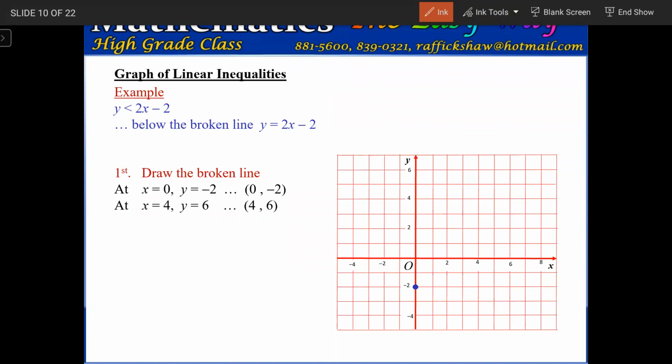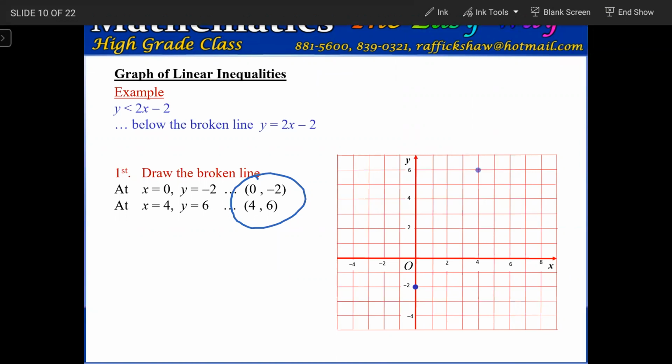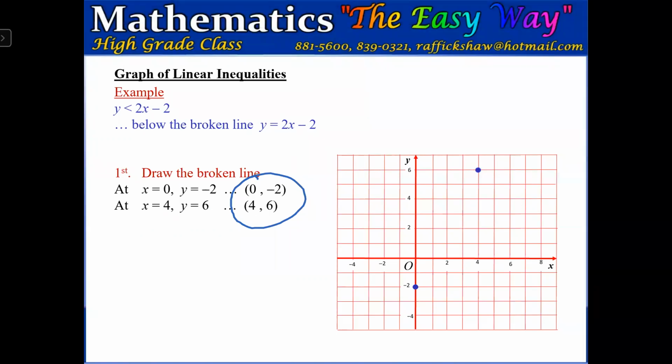So since the point is 4, 6, I can put these 2 points on the graph. See them there now? 0, negative 2 and 4, 6. Good. And then just use the ruler now and draw the line. And you draw it broken. So that's your line, and you make sure you draw it broken.